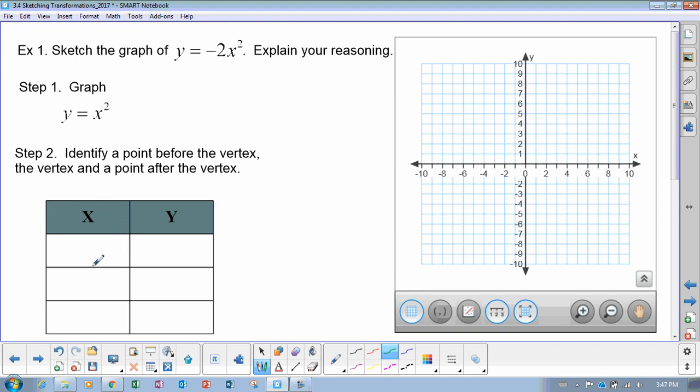So I want a point that's before the vertex, the actual vertex, and the point after the vertex. If I'm looking at my base function of y equals x squared, I'm going to put the vertex in the middle, at 0, 0. I'm going to pick a point before that, and then a point after, and I'm making it symmetrical because parabolas are symmetrical. So if I'm populating this table and y is equal to x squared, I know I'm going to have 4 and 4. So I'm going to plot that.